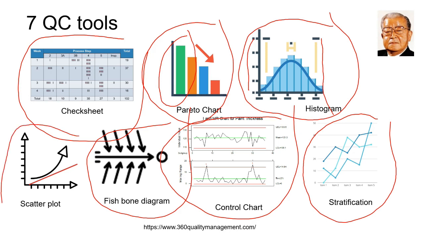And lastly, the scatter plot, which is a paired measurement of each item on a standard X and Y graph to check if there is any relationship between X and Y, to identify which variable could have an impact on the Y data of the process output.